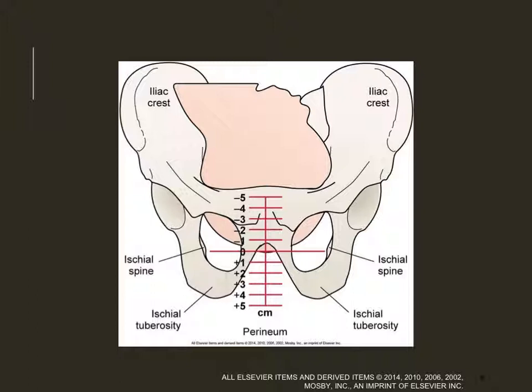So now we're going to talk about station. Station is the relationship of the presenting fetal part to this imaginary line that we draw between the maternal ischial spine, and what we use it as is a measurement of descent of the presenting part through the birth canal. So you can see in this picture there's an imaginary line drawn right at the ischial spine, which makes that a 0.